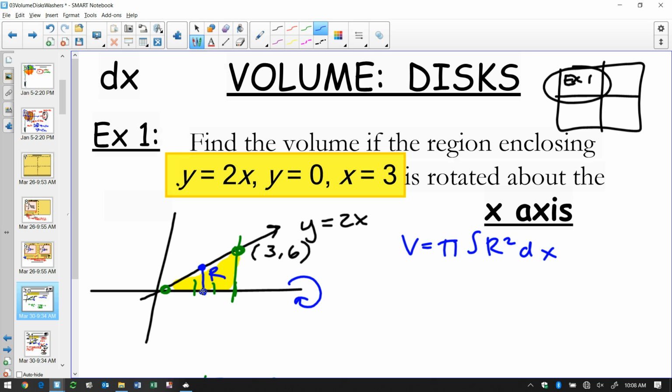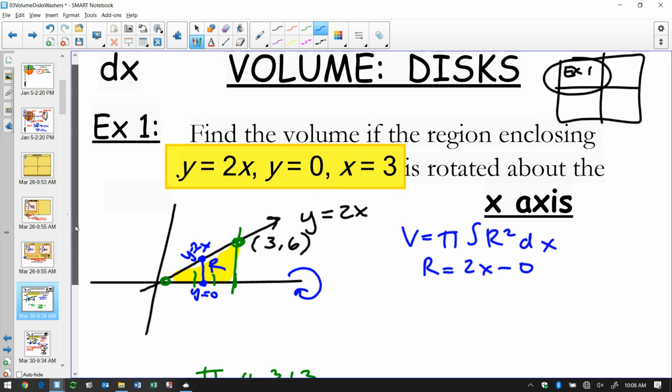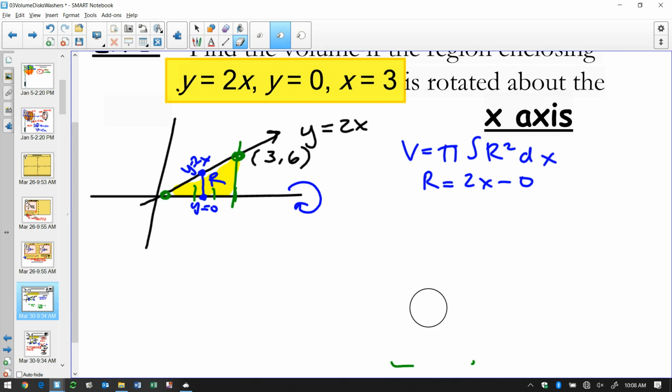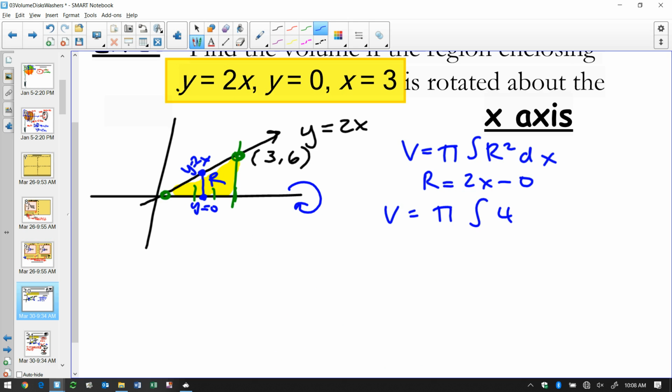Is it y minus y, or is it x minus x? What is it, guys? Y minus y. So get the y on top, the y on bottom, and find the length of your r. What is r equal to, guys? 2x minus 0. Then you just plug that right into this r squared. So what I get is volume equals pi integral 4x squared dx. This is a dx problem.